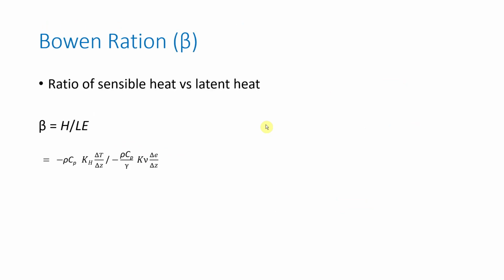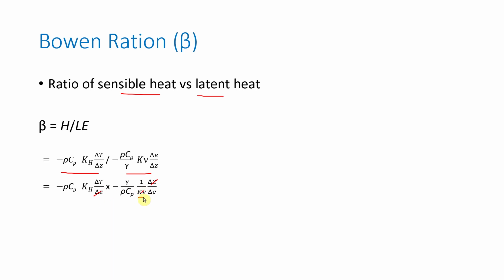We know that the Bowen ratio is basically the ratio of sensible heat and latent heat. So beta is the Bowen ratio, H divided by LE. So we can divide these two equations. Here we can reverse the denominator for ease of calculation. And now you can see that we can divide.